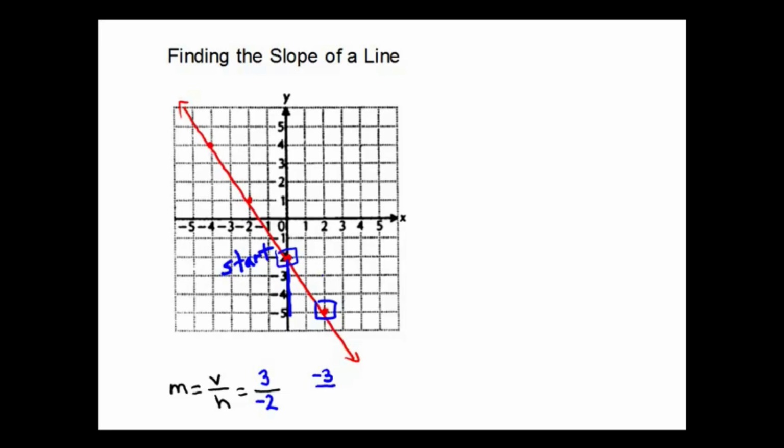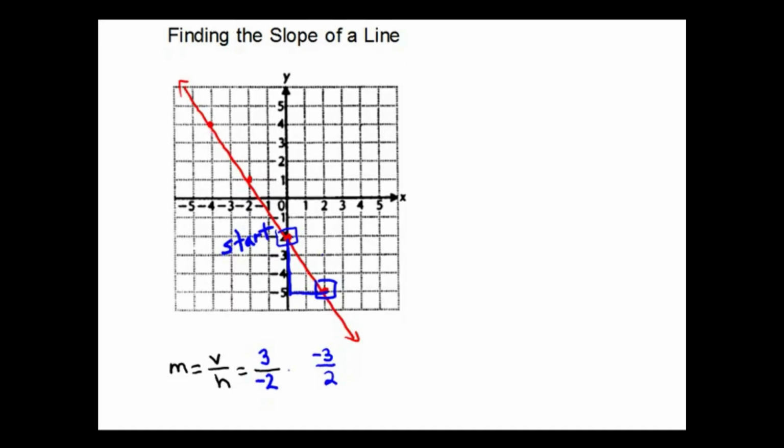And then we would go to the right 1, 2 spaces. To the right is positive. These two are equal. You have 3 over 2 and only one negative. It does not matter where you put the negative.